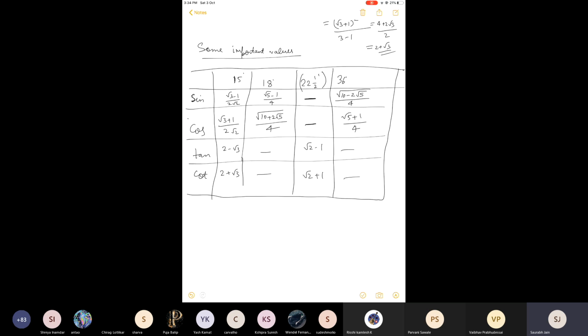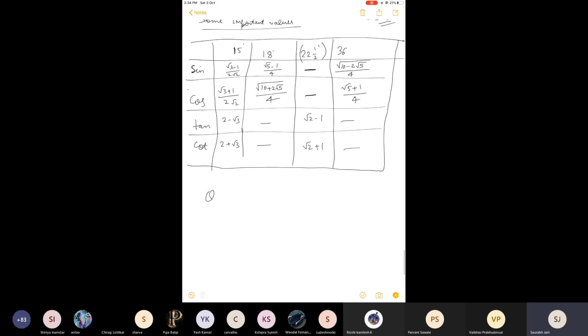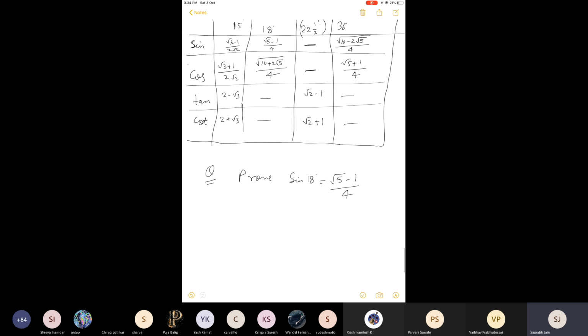Then these values are additional now, 18 and 36. So I am going to prove one of them. That will give you an idea how we calculate values of 18 and 36. See, all the values are positive because these are angles of the first quadrant. So this one, sine 18, is root 5 minus 1 by 4.